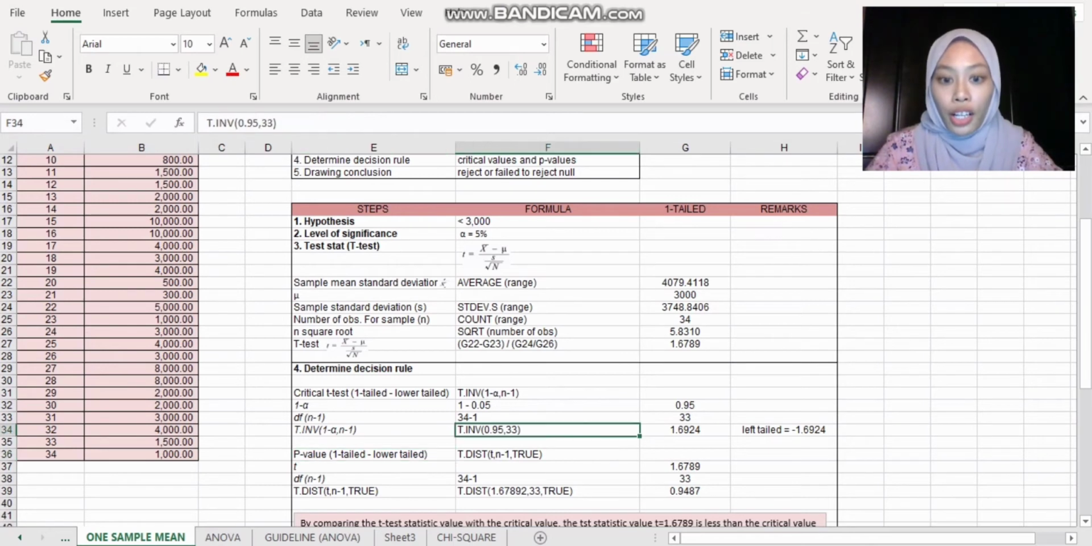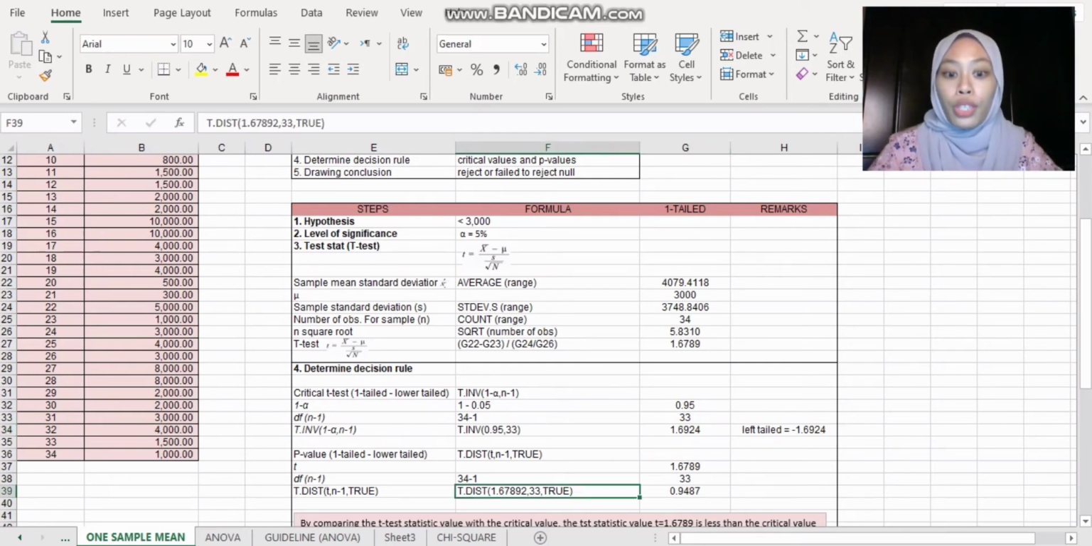So for the critical value, you will be using the formula T.INV, open bracket, 1 minus alpha, comma, n minus 1, and you will get 1.9624. For the p-value, you will be using T.DIST, open bracket, t, comma, n minus 1, and true. And you will get this answer.